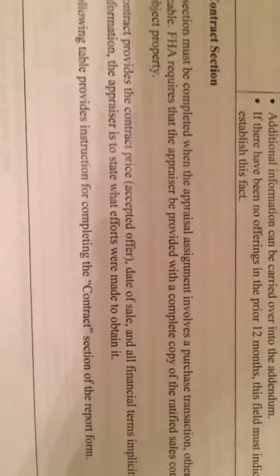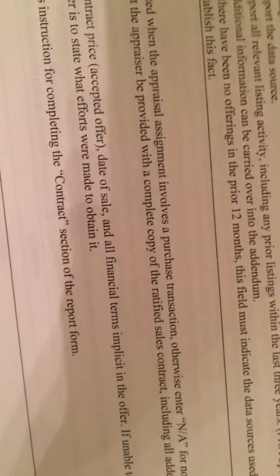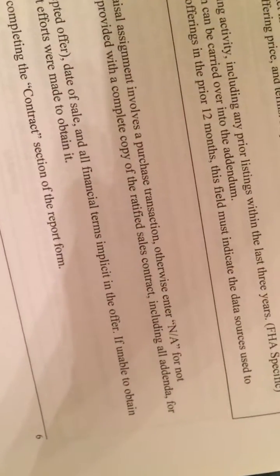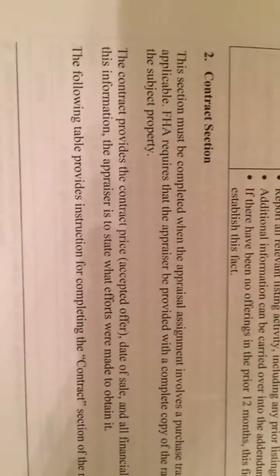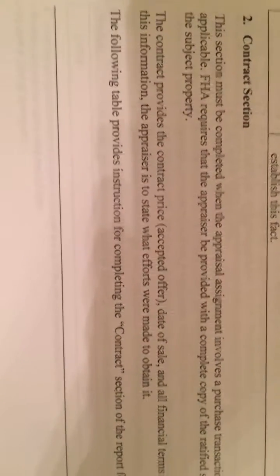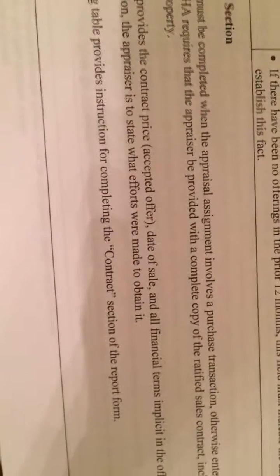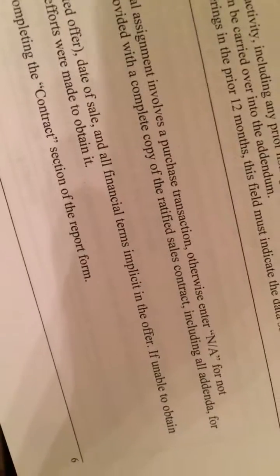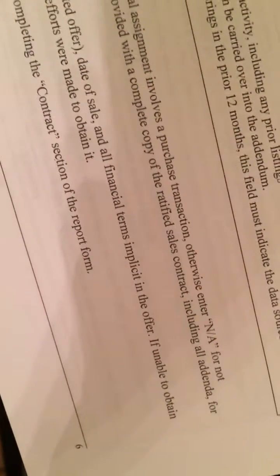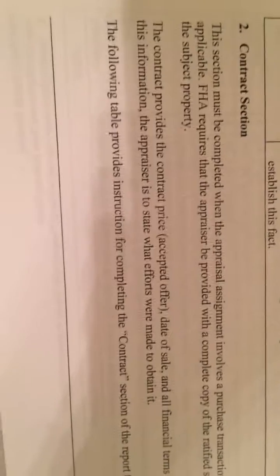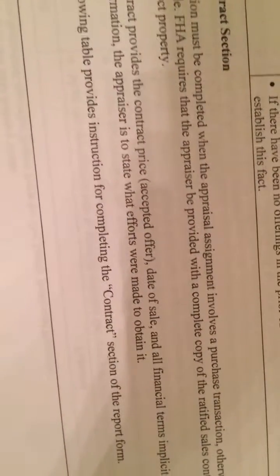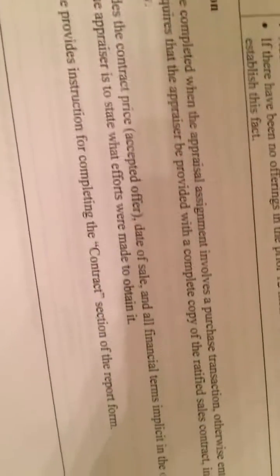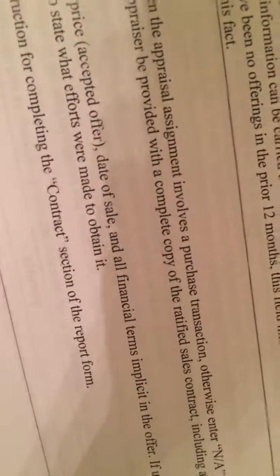FHA requires that the appraiser be provided with a complete copy of the ratified sales contract, including all addenda for the subject property. The contract provides the contract price, accepted offer, date of sale, and all financial terms implicit in the offer. If unable to obtain this information, the appraiser is to state what efforts were made to obtain it. The following table provides instruction for completing the contract section of the report form.